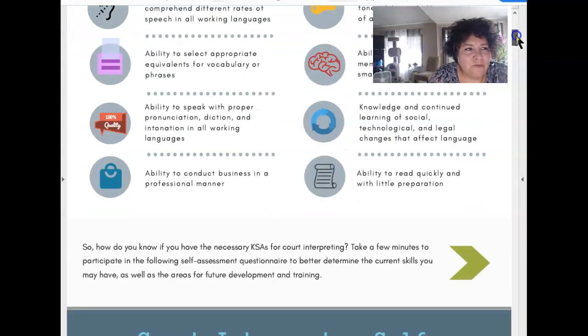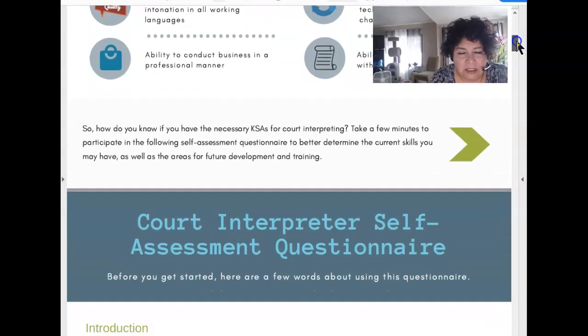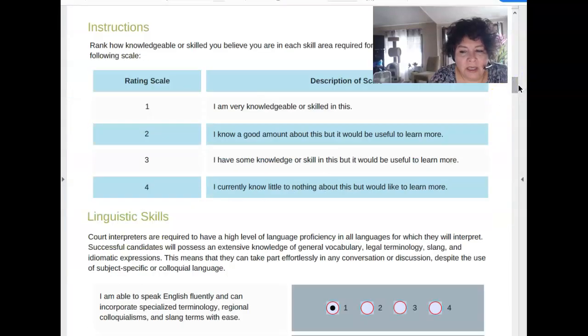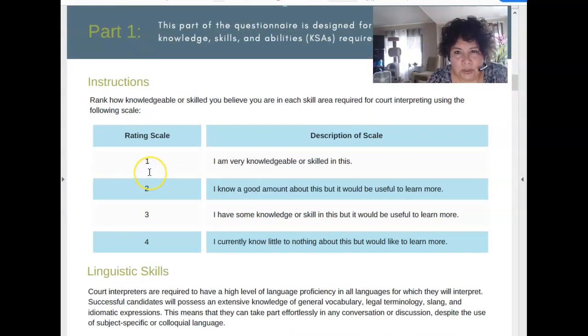Here, you're going to get tested in 5 areas: linguistic skills, speaking skills, interpreting, listening, and your reading comprehension. There's a rating scale. You're going to mark number 1 if you're very knowledgeable or skilled in that particular area of the question, okay? And number 2, if you know a good amount about this, but it would be useful to learn more. So there's room for improvement. And number 3 is you have some knowledge or skill, but it would be useful to learn more. Again, room for improvement. And 4 is when you know very little or nothing, but would like to learn more.